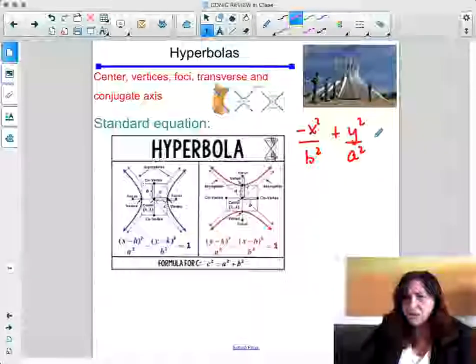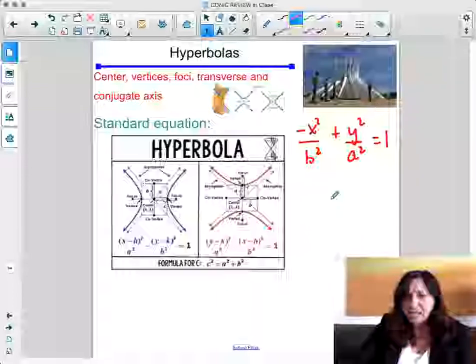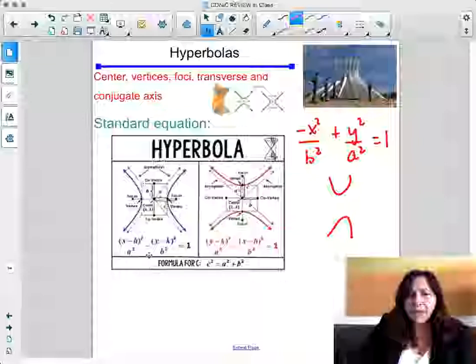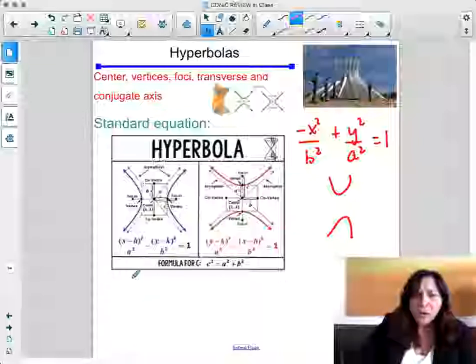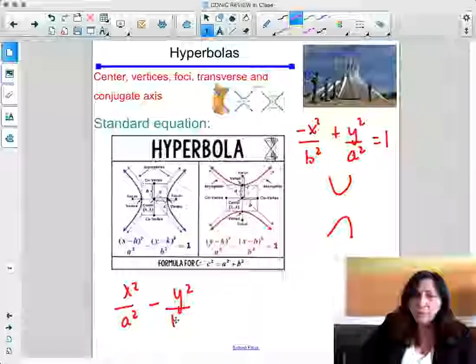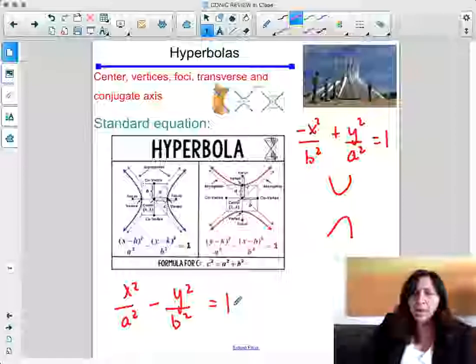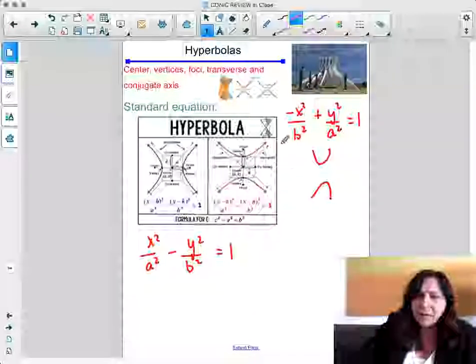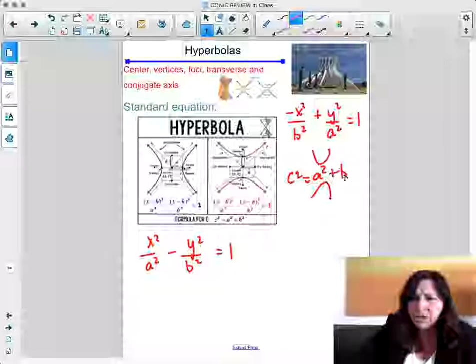So we would say a squared is here, and if this was the case, my hyperbola would do this. Whereas if my y squared term was negative, so if I had x squared over a squared minus y squared over b squared, this would equal 1. Also, we have foci. My focal points would be c squared is equal to a squared plus b squared, and that's how I would find those values.